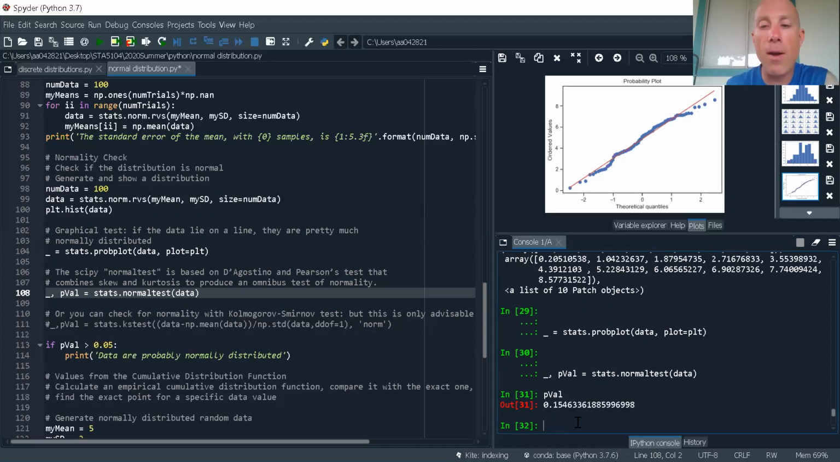Here I can get a p-value. All right, so this test uses skew and kurtosis. This is a moments test to check to see if we have normally distributed data. There are more normal tests than you can shake a stick at.